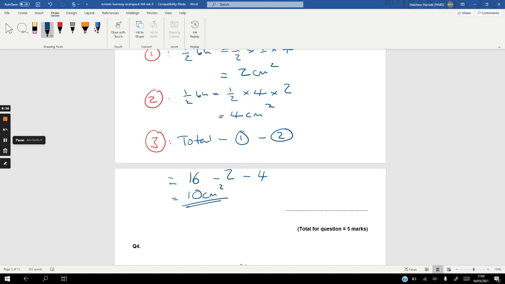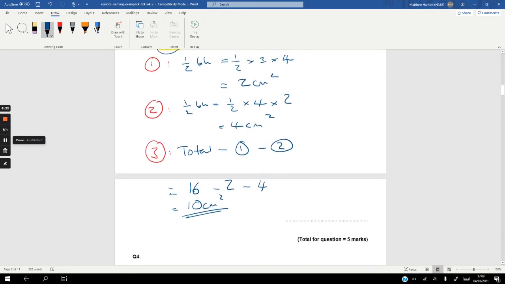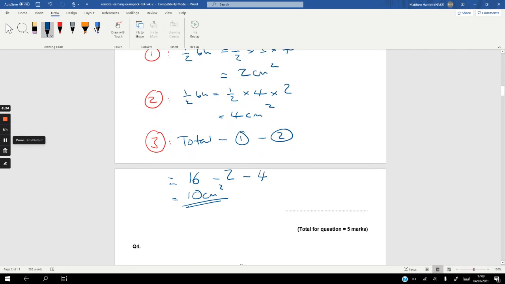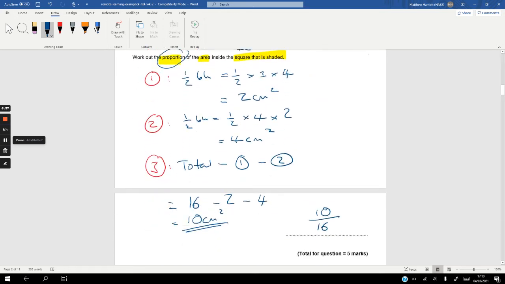Now, I haven't finished. I've got 4 marks out of 5 at this point, but I haven't finished it. This is our keyword. What proportion of the area inside of the shape is shaded? That means I need some idea of proportionality, so I'm going to leave my answer as a fraction. 10 out of 16 centimetres squared are shaded, because 16 is the total area and 10 is the shaded area. If I want to, I can simplify that down to 5 out of 8.